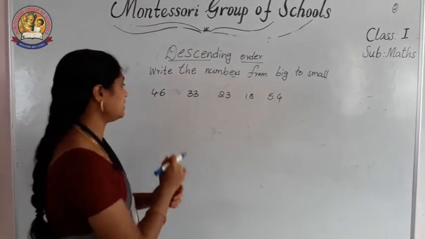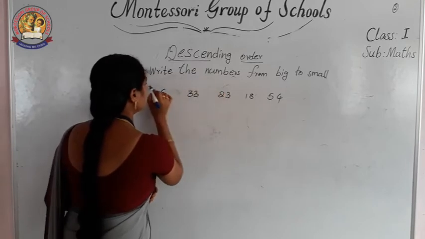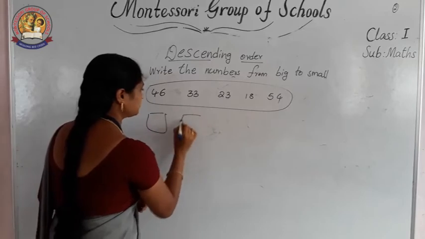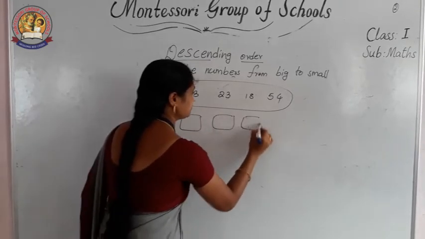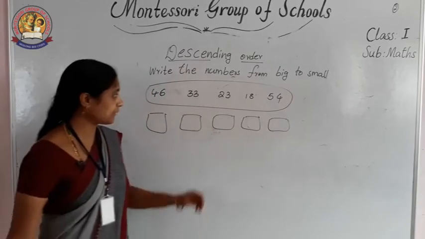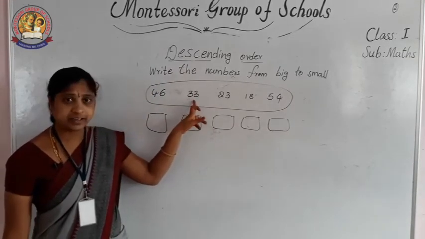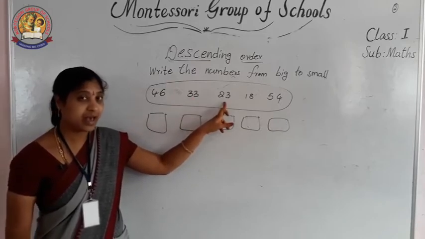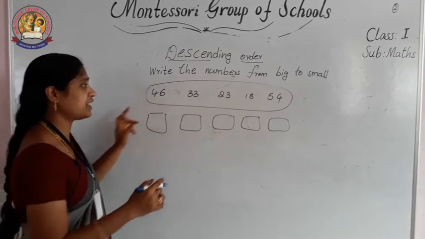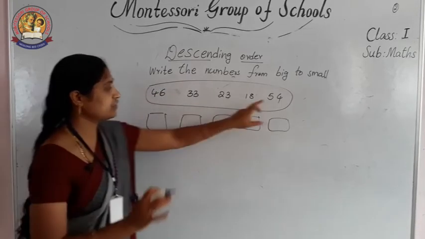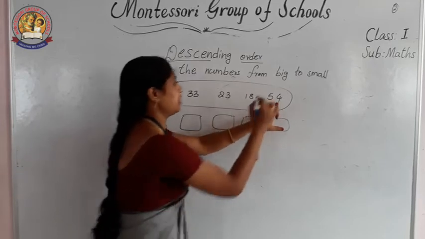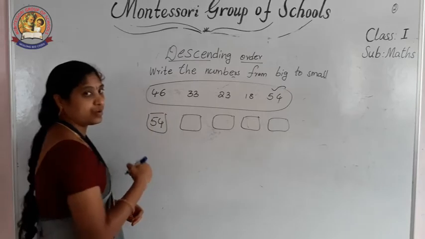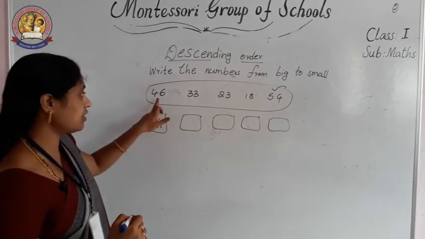Tell me students, in these numbers, which one is the big? 33? No. Next, 23? No. Yeah. Which one? Yeah, 46. Sorry. Which one? 54. Yeah, very good. Now write 54. Okay, next. What do we have here?